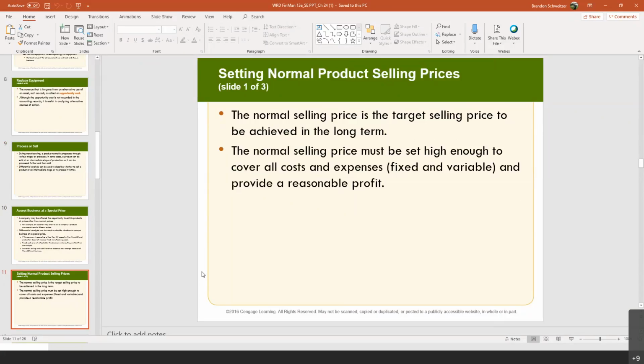So normal selling price is a target selling price. And this can be achieved in the long term, which makes it normal, right? It's kind of like when you go to the grocery store and you can get a whole pound of bananas for 49 cents or 99 cents. That's the normal price, right? It's been that price for a long time. And sometimes it goes up, sometimes it goes down, but it's usually pretty consistent in terms of its price per pound. That is the normal price. That's the target price for bananas, 49 cents, 99 cents, something like that.